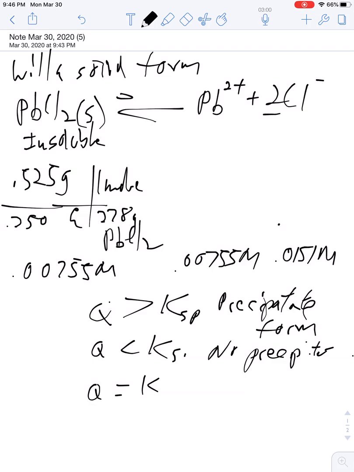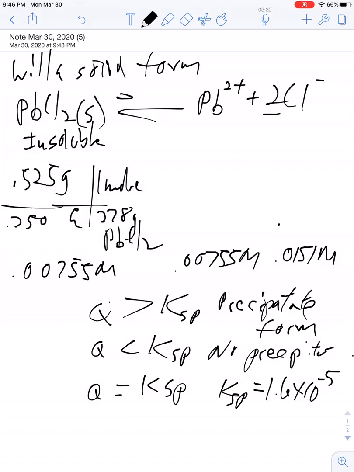Now, it's just K. We call it KSP because we're dealing with solubility, but it's the same old K we learned in Chapter 13. So, the KSP in this one is 1.6 times 10 to the negative 5th. All right. So let's go ahead and calculate Q.